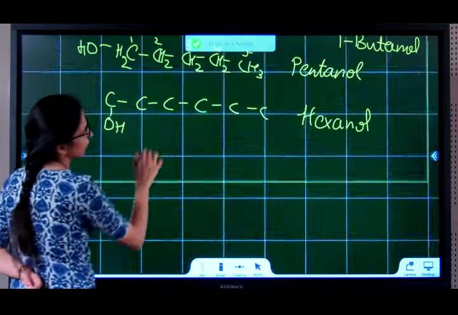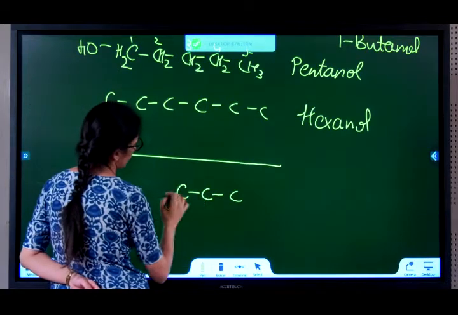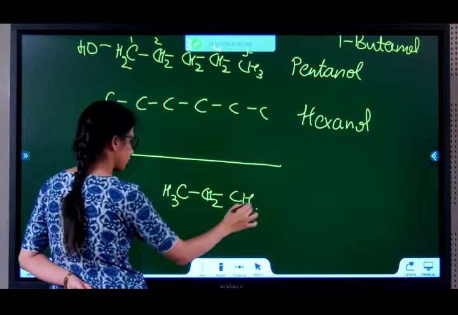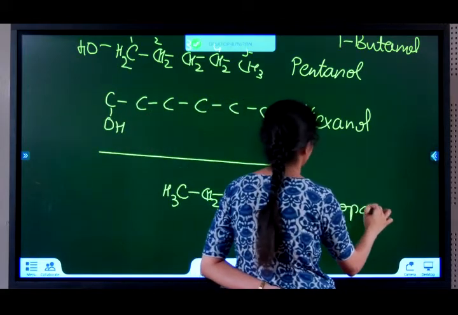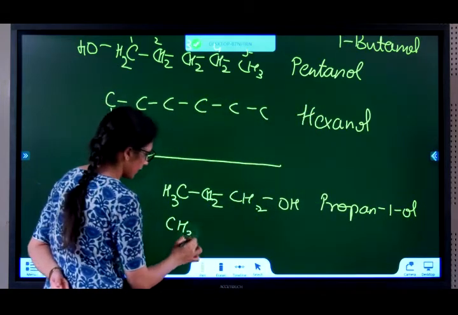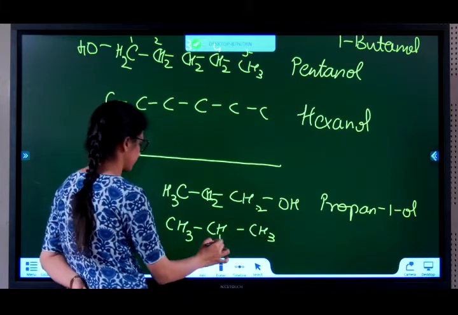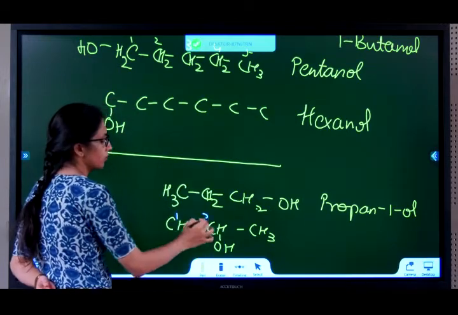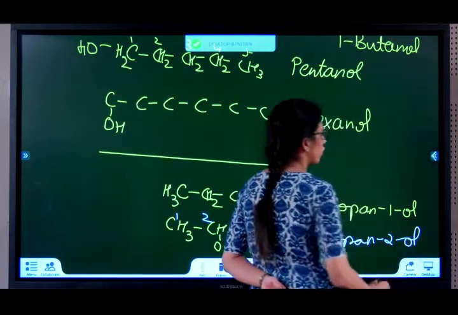Now let's do a few extra ones. Okay. This is a series. When I removed this and I put a 2 here and I added OH, what happened? It was propan 1-ol or 1-propanol. I'll take the same propane and now I'll put it at this position. The alcohol group is at position 2. 1, 2, 3. Name becomes propan 2-ol or 2-propanol.